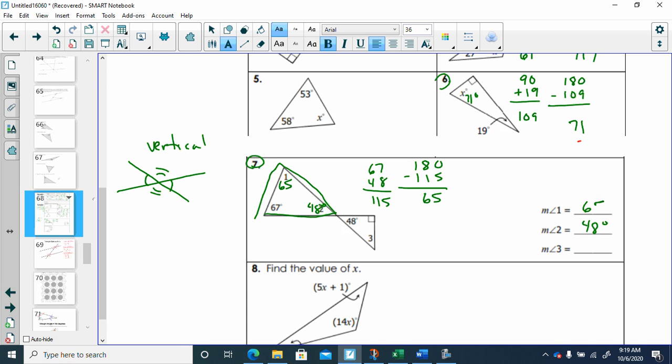How can I check to see if that's right? Add 65, 48, and 67, see if they add up to 180. 65 plus 67 plus 48, they add up to 180.